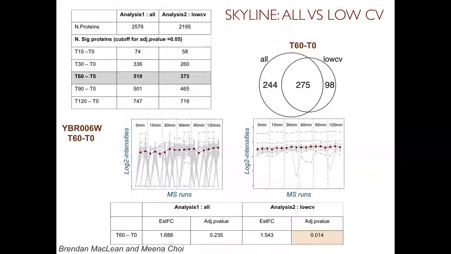This is another protein. This one is from this group, where we found it differentially abundant after filtering, but not differentially abundant before filtering. And again, I think it's pretty clear that some of these noisy features contributed to much larger variation.